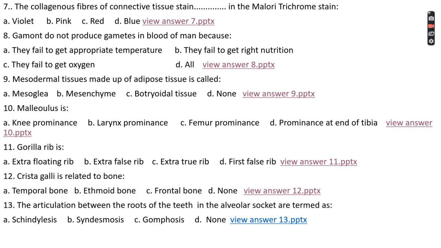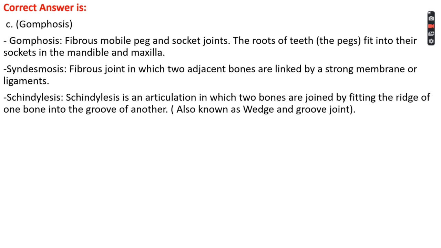Okay. Question number 13. The articulation between the root of the teeth and the alveolar socket is termed as: option A, syndialysis, option B, syndesmosis, option C, gomphosis, option D, none. The right answer is option C, that is gomphosis. Gomphosis is a fibrous immobile peg and socket joint. We can see the root of the tooth, which is known as a peg, fits into the alveolar socket, which is located in the mandible and maxilla.